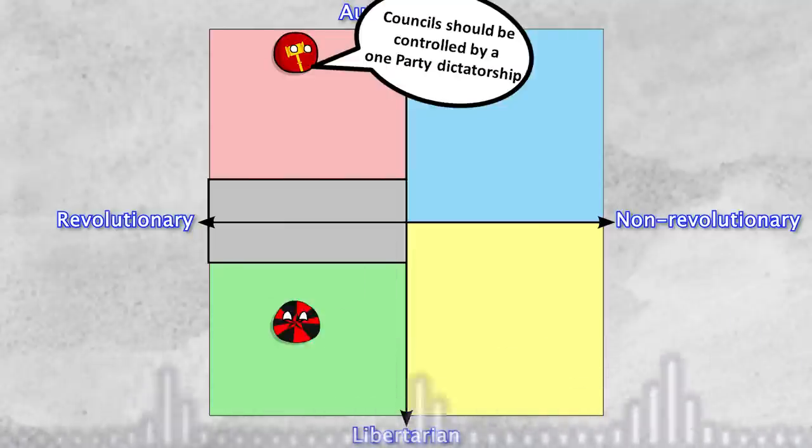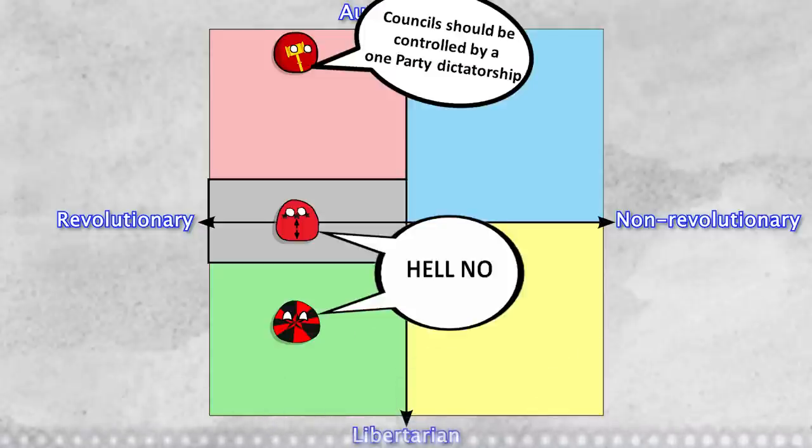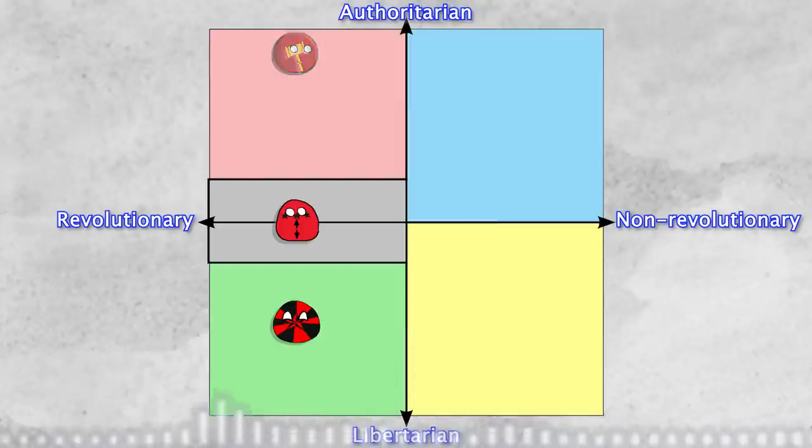But socialists in the bottom left quadrant and socialists in the borderline zone are both totally against this. They're like, hell no! If a party takes control of the councils, then the revolution is as good as dead. The purpose of councils is to put power in the hands of the workers and everyone in the revolutionary movement. That all gets destroyed if councils become puppets of the party. So on this issue, socialists in the borderline zone and socialists in the bottom left quadrant are in full agreement.